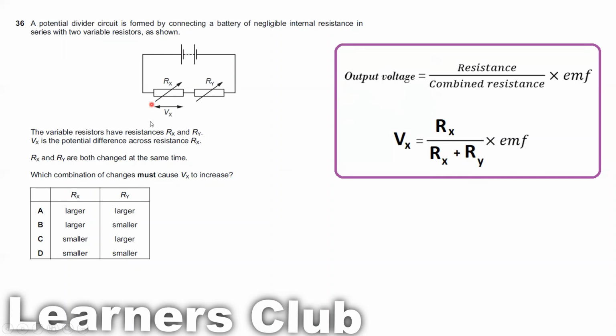Now, since we want to increase the voltage Vx, we need to increase the resistance Rx. If the voltage across Rx is increased, then the voltage across Ry will decrease, since only the sum of them will give the power supply. So in order to have an increased Vx, we need to increase our resistance Rx. And obviously Ry, we have to decrease to give the least value for the voltage across Ry. So it should be smaller. And therefore the answer for this question is option B.